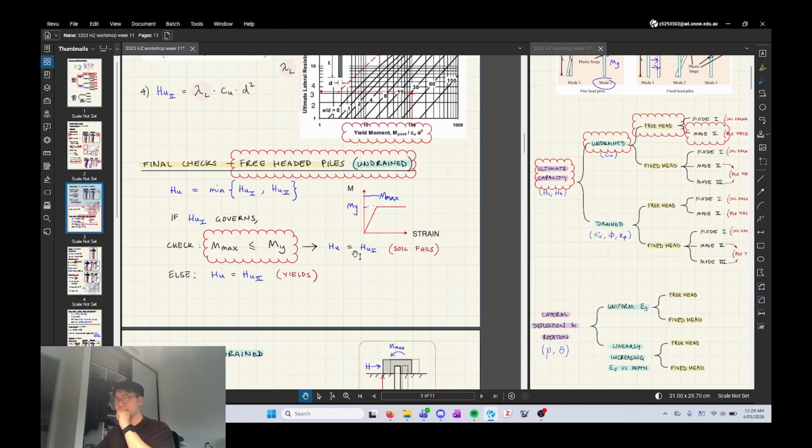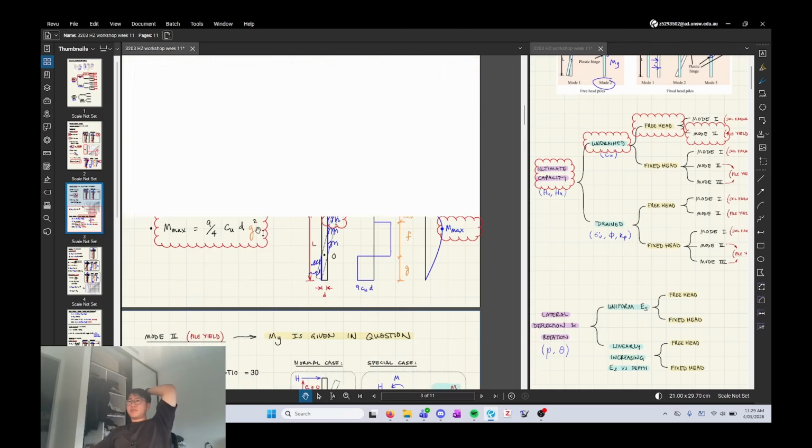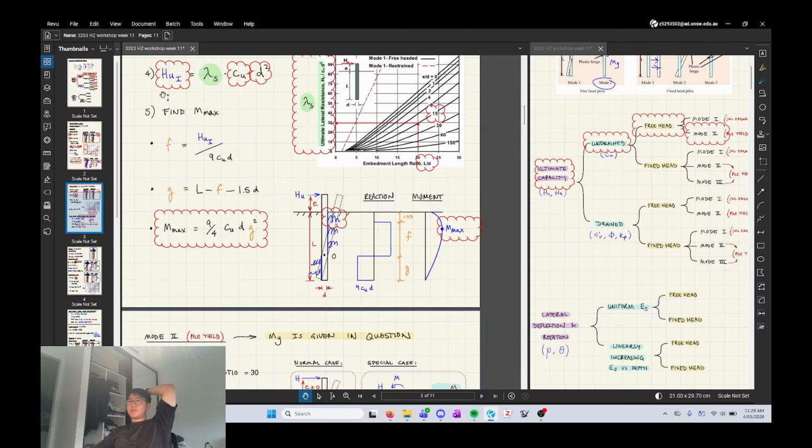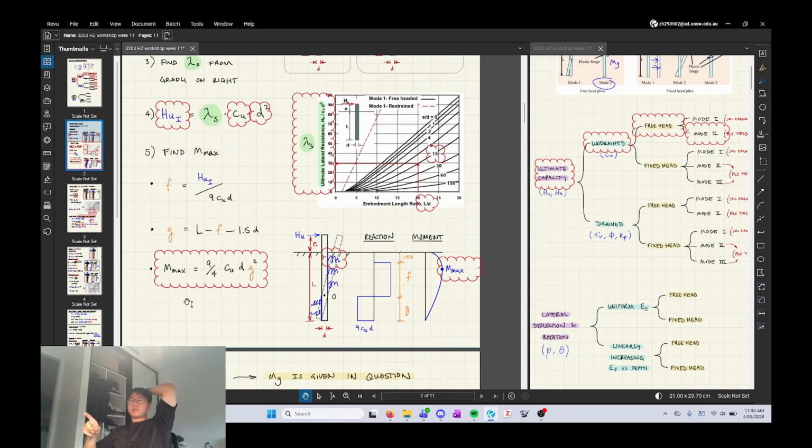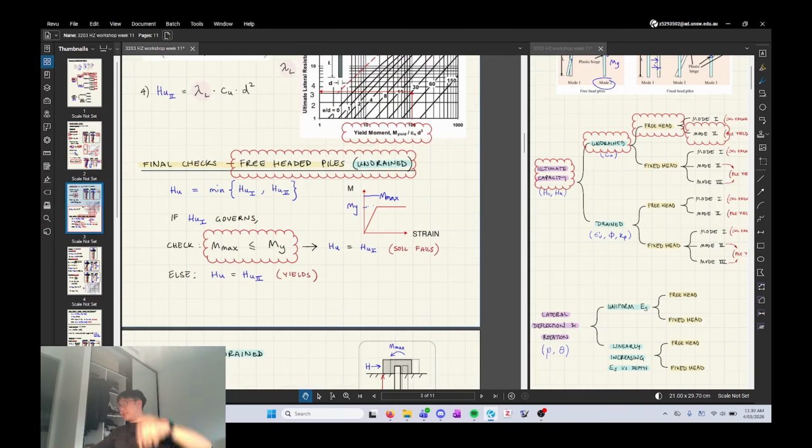Let me think about that for a second. 2's higher. May have made a mistake in my notes. Give me one sec. Think about this. So M max. If it's greater, you would set this to My, and then you back work G from this equation, and then you back work F, and then you back work HU. Okay, interesting. All right, I'm gonna fix that up.